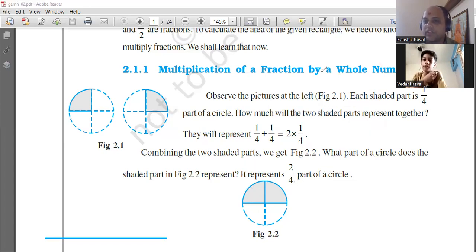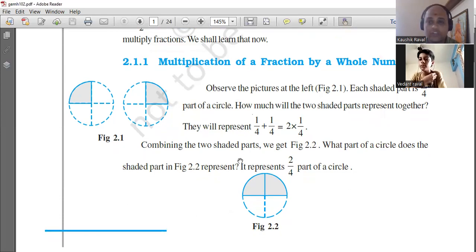Okay. Right. Here in the textbook, they are showing it with the help of pictures, which is a good way of doing it. No questions about it. What you have to do is multiply this. Now, can you tell me what is the fraction which is shaded? The part shaded, how do we represent that in fraction? 1 upon 4. Yes, very good. Multiply 1 upon 4 with 1 upon 4.